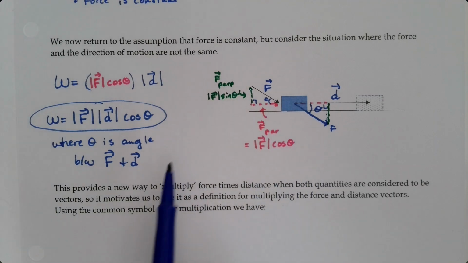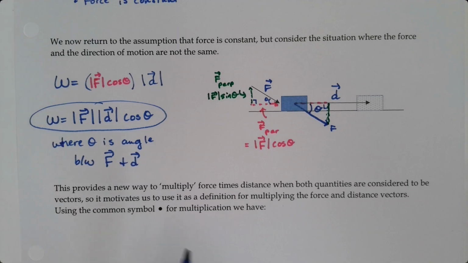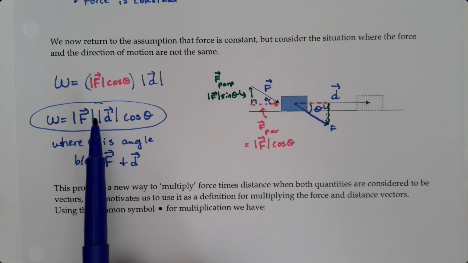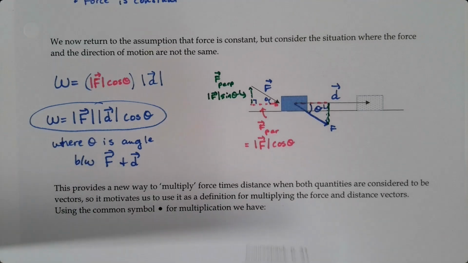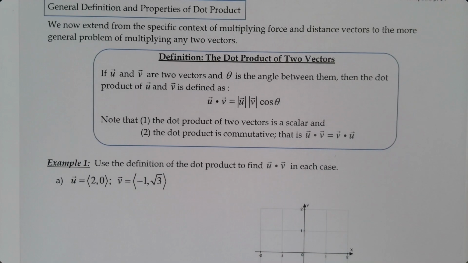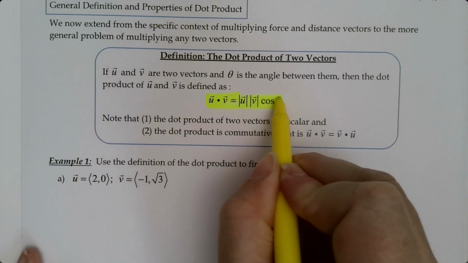And that gives us our new way to multiply vectors that we haven't had before. So we're going to take two vectors and we're going to do something called the dot product, and the dot product works the same way that what we just found works. You take the magnitude of one vector times the magnitude of the other vector times the cosine of the angle that's between the two vectors. So even though we found it using work, it would work no matter what.